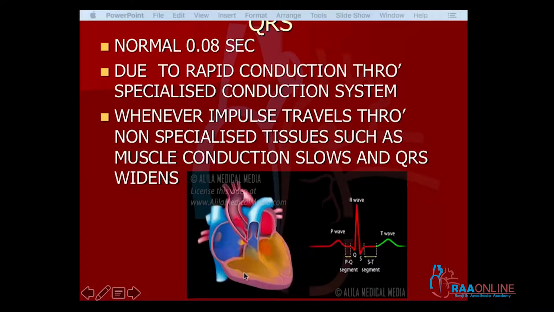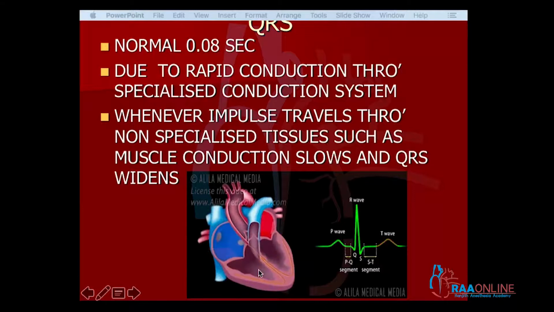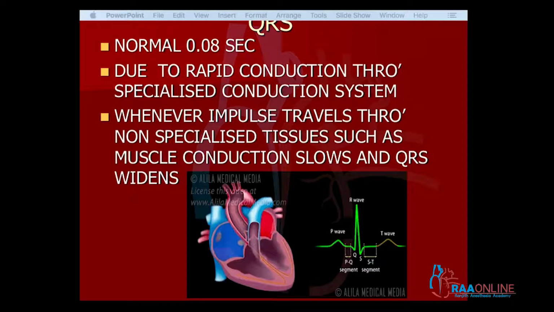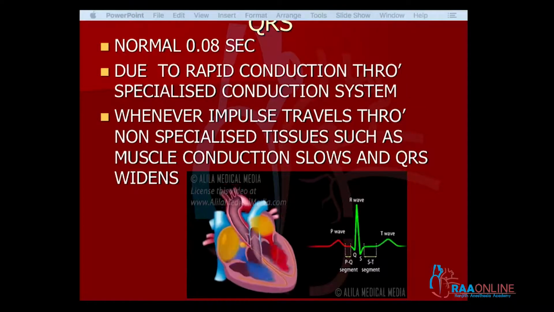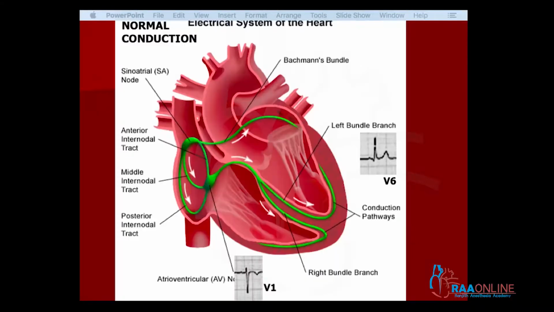So in a bundle branch block, the first thing we have to understand is that for one ventricle the specialized conduction system is blocked. The second thing is that the ventricles are not depolarized simultaneously, and the ventricle for which the bundle is blocked gets an impulse slowly through the muscle from the ventricle which has the intact bundle. These are the concepts we have to understand before we understand the bundle branch block.